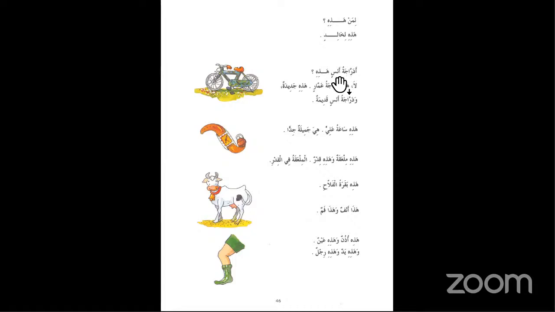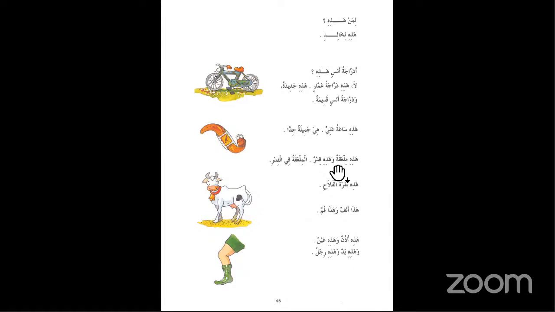أدراجة أنس هذه؟ Is this Anas's bicycle? Correct. لا، هذه دراجة عمار. No, this bicycle is Amar's. هذه جديدة. It is new. Correct. ودراجة أنس قديمة. And Anas's bicycle is old. Correct. هذه ساعة علي. This is Ali's watch. هي جميلة جدا. It is very beautiful. Correct.